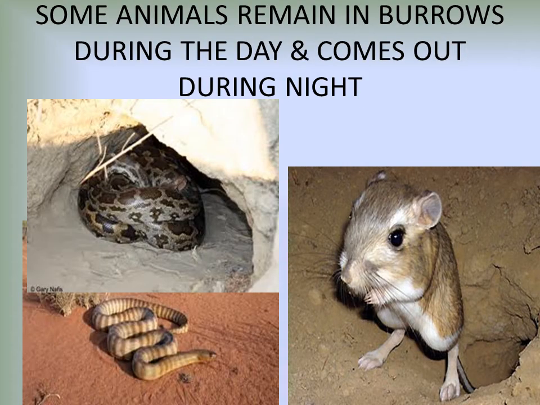Then we have other animals in the desert, for example snakes and mice. How do they survive? They have short legs, and they survive by making burrows or by remaining inside the ground. During the day they remain inside the ground, and only during the night they come out to hunt or find their prey. This type of animal is called a nocturnal animal.